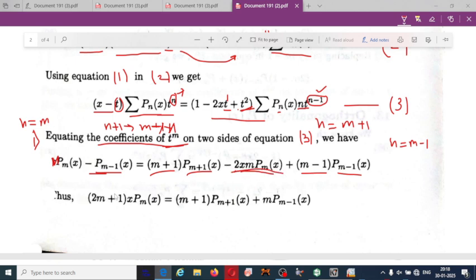If you bring it to the LHS side, you can write (2m+1) x Pm of x. You should take the second term to the RHS side and add it to the (m-1) term, and you will get (m+1) P(m+1) of x. The third term is m into P(m-1) of x. Keep the first term on the RHS as it is, and take the second term to the RHS side. You can get m into P(m-1) of x.